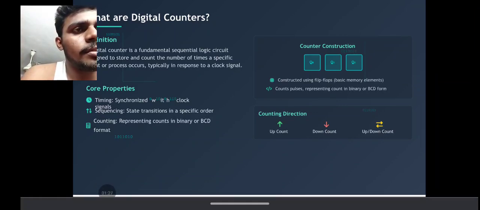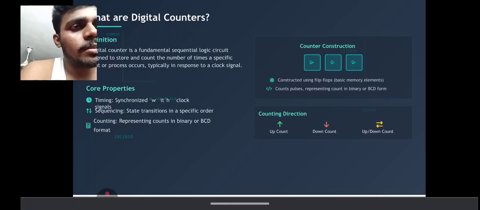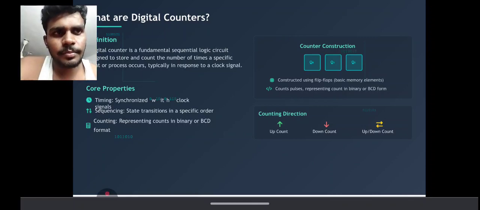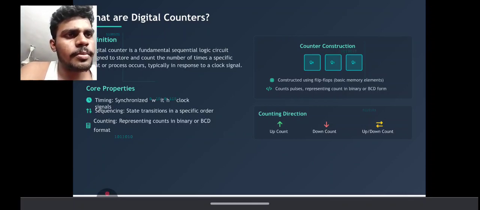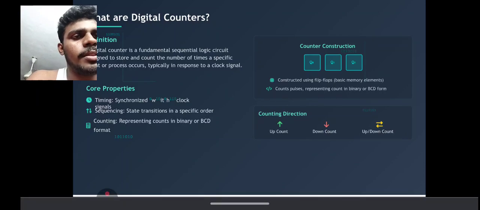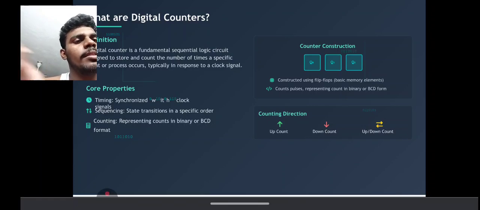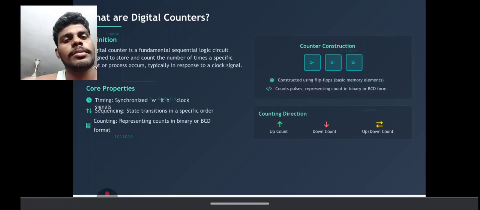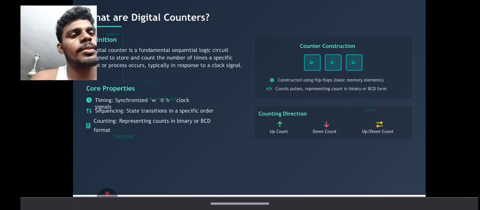Counter construction: a counter is built from flip-flops as the basic memory elements. The count is represented in binary or BCD. The symbols show the counting direction: an up counter, a down counter, and up-down counters, which are opposites.